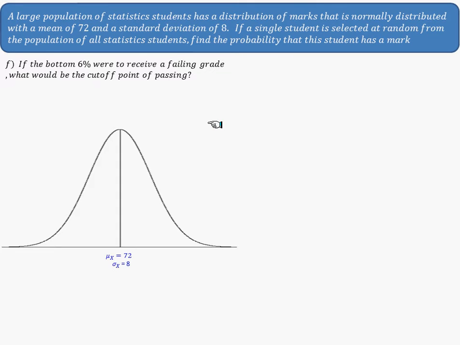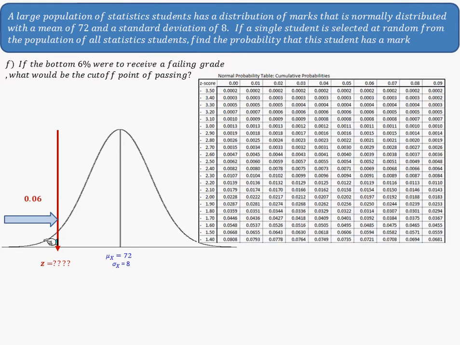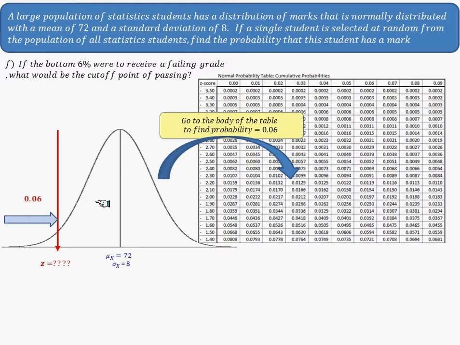If the bottom 6% were to receive a failing grade, what would the cutoff be? We're now looking at a case where the area in the left tail is 0.06 and trying to find a z-score. In this case, we go to the table, but we must go into the body of the table. You search around there and you find it's down here. 0.06 is between these two values, and this z-score here at 0.0606 is -1.55.